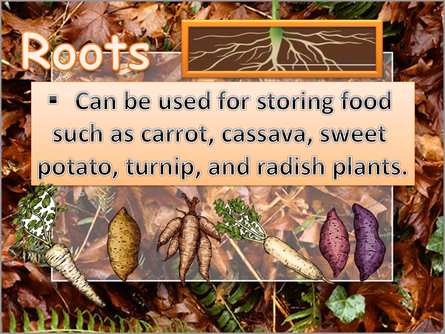Next, roots. Roots can be used for storing food such as carrot, cassava, sweet potato, turnip, and radish plants. So these are the examples of root crops. So roots are not only roots, because there are some plants that produce food out of those roots, and they are called root crops. And they can be eaten. They are our food.